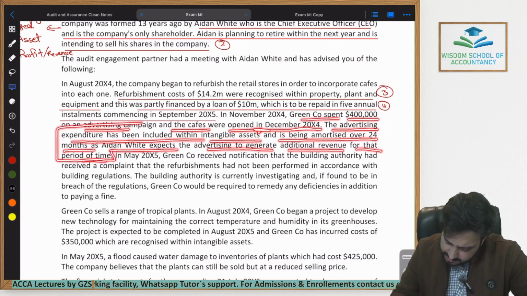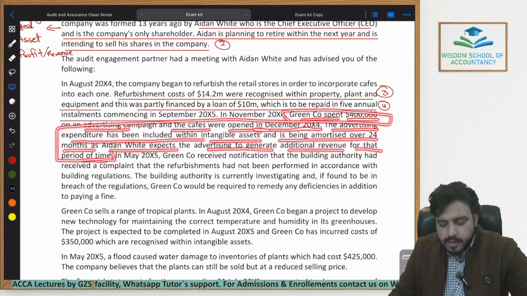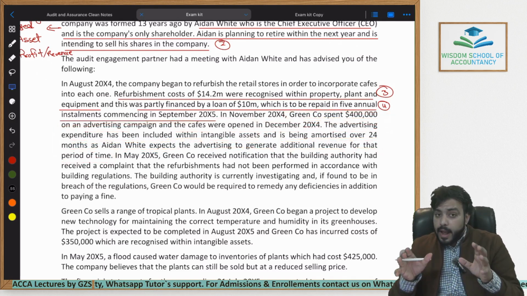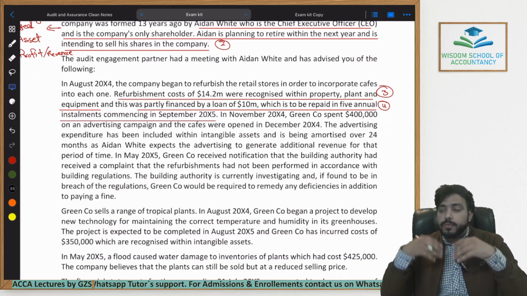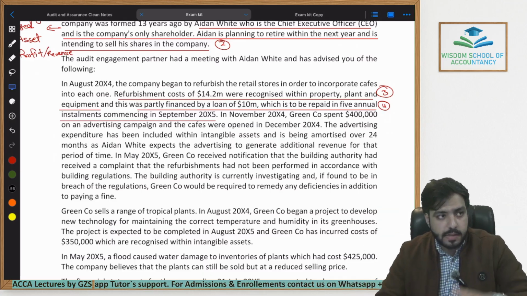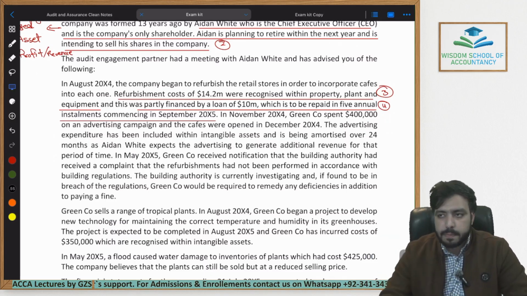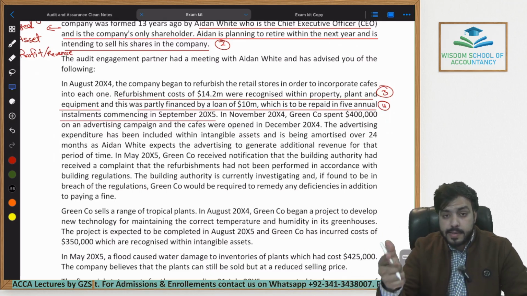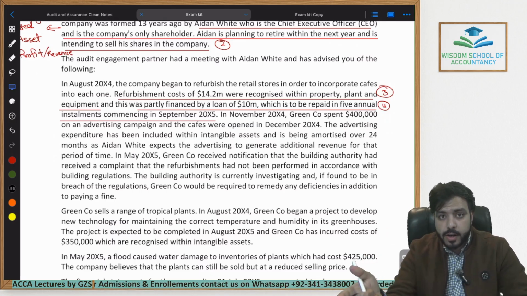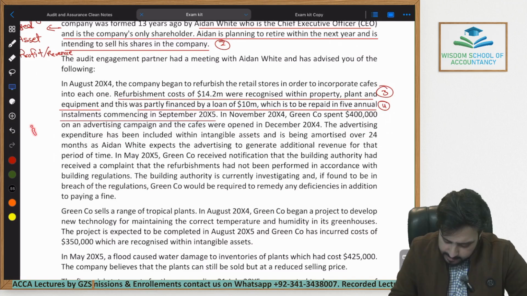Okay, and so basically, Mr. Aiden White is saying that we did an advertising. It cost us $400,000 to advertise these new cafes. And Mr. Aiden White is saying that I am the CEO of the company, I can do whatever I want to do with the financial statements. And I decided that this advertisement expense, $400,000, should be recorded as an intangible asset.